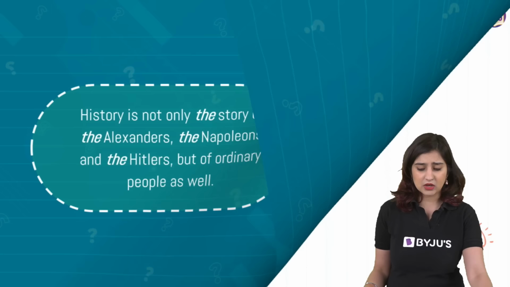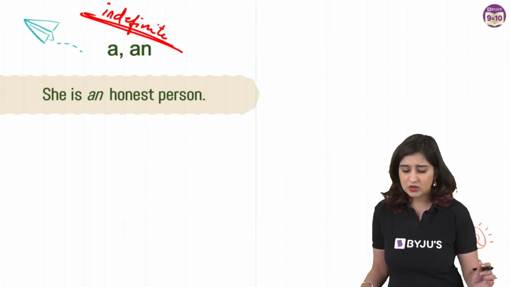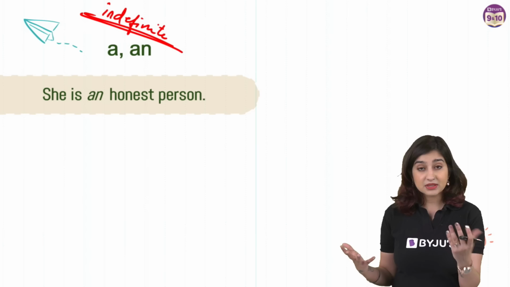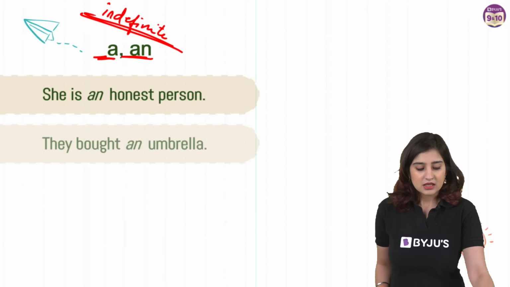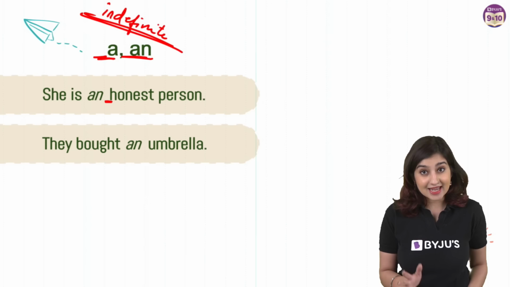Okay, moving on. A and an, now you know these are indefinite. Why? Because when you refer to singular nouns for the first time, then you use a or an before them. A before a consonant sound and an before a vowel sound. Always remember to go by the sound, not the letter. She is an honest person, even though it starts with a consonant, what is the sound, honest has a vowel sound, that is why we will use an.